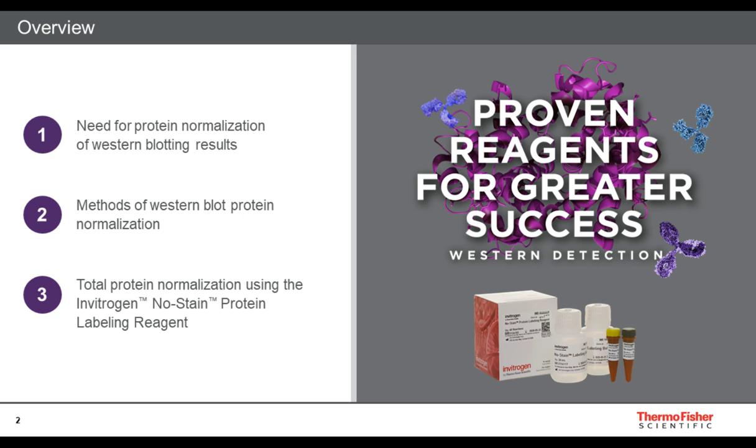This is a brief agenda for today's webinar. We will review the need for protein normalization in Western blotting. We will review data generated using multiple cell lines and popular target proteins with regards to protein quantification using two separate methods, one using housekeeping proteins and the other using total protein normalization. And finally, we will review the benefits of using No-Stain Protein Labeling Reagent for total protein normalization.